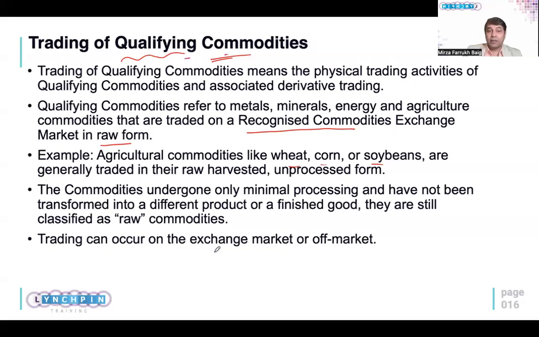And the trade can occur on market and off market also. Previously, we didn't have clarity on this point, and it was a common understanding that only trades happening via an exchange would be considered. But now it is clear that if you are selling the qualifying commodities which are traded on a recognized exchange, whether within the UAE or outside the UAE, these sales can be via the market or off market itself.